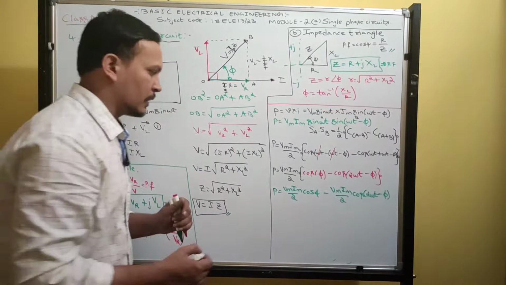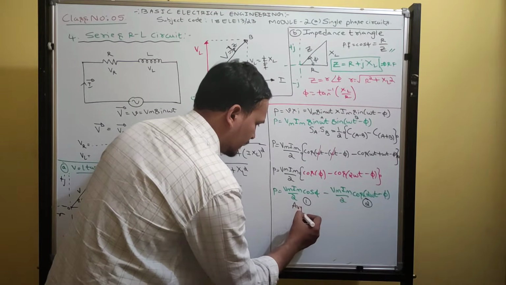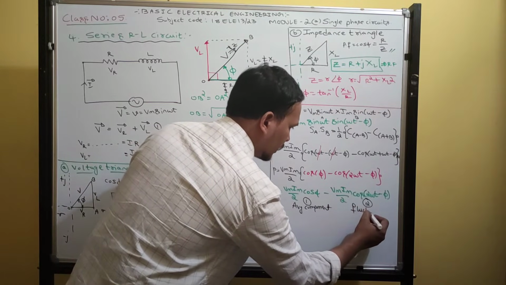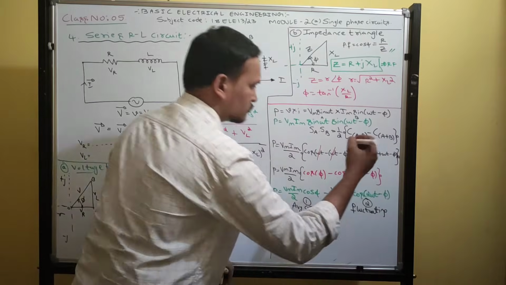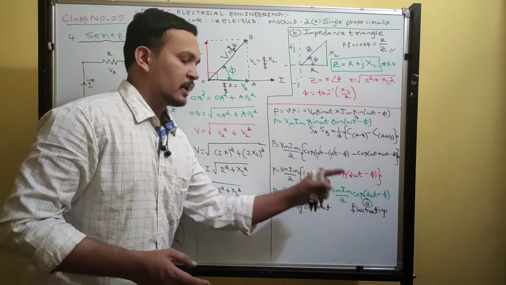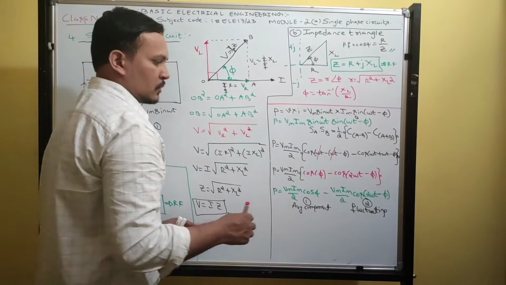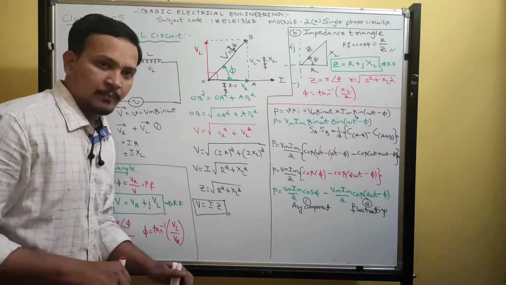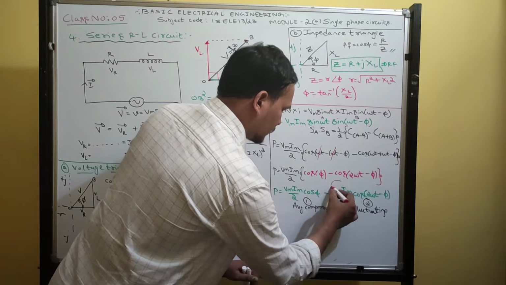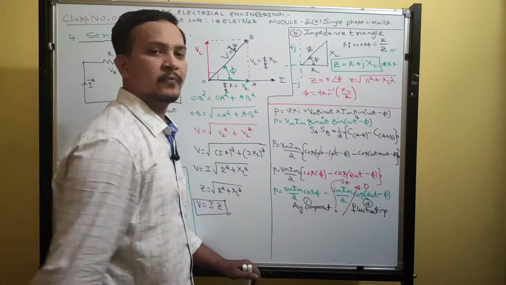Now the power is resolved into two components, component 1 and component 2. Component 1 is the average component and component 2 is the fluctuating component. What do you mean by fluctuating component? The trigonometric term has double frequency. So we have 2 omega t, that is double frequency. So if you integrate the fluctuating component over one cycle, 0 to 2 pi, its average value is always 0.